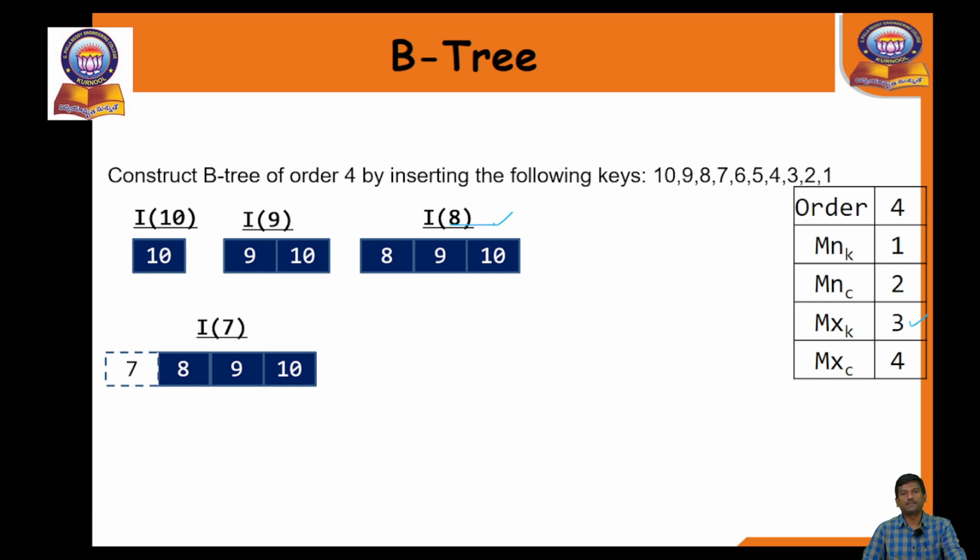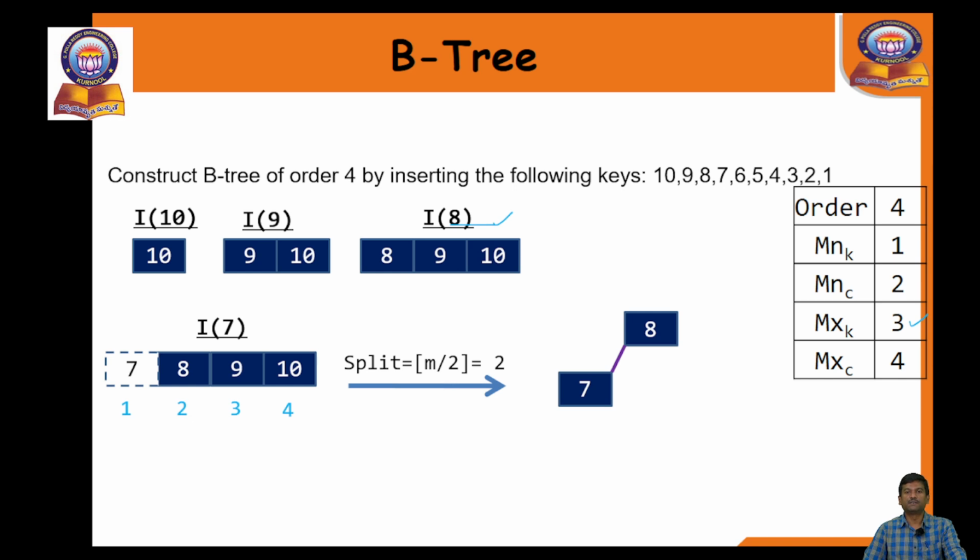And hence find the split, and the split is given by m by 2. So number accordingly, that is 1, 2, 3, 4, and find the split, that is m by 2, that will be equal to 2. And what does this 2 indicate? The second position key has to be moved up, that is 8 becomes the root node and 7 becomes the left child, and similarly 9, 10 becomes the right child of the key 8.